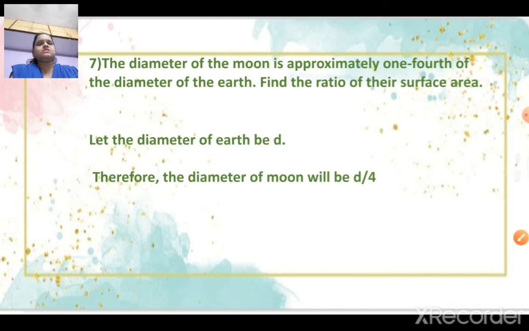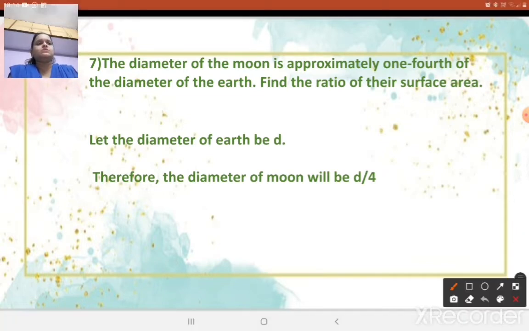Yes, so what will the first step be? Let the diameter of the earth be d. Therefore, what will the diameter of the moon become? D upon 4, because it is 1/4 of the diameter of the earth. So it will become d upon 4. See the next step.